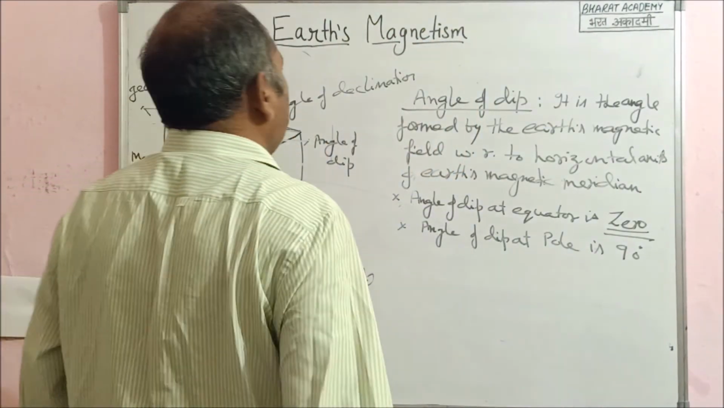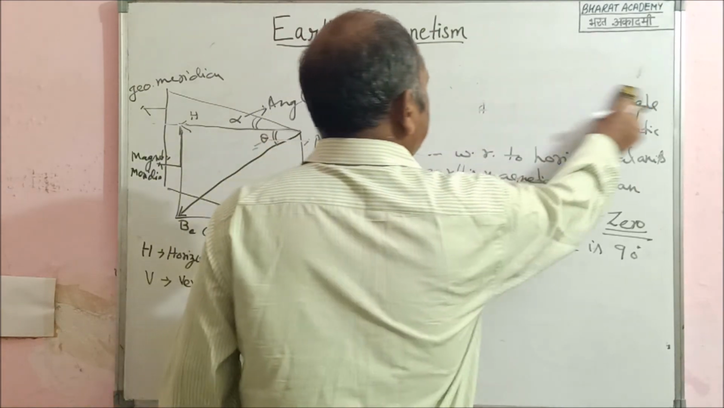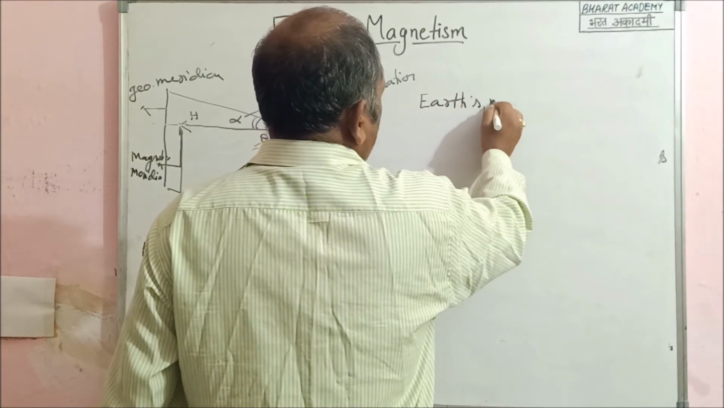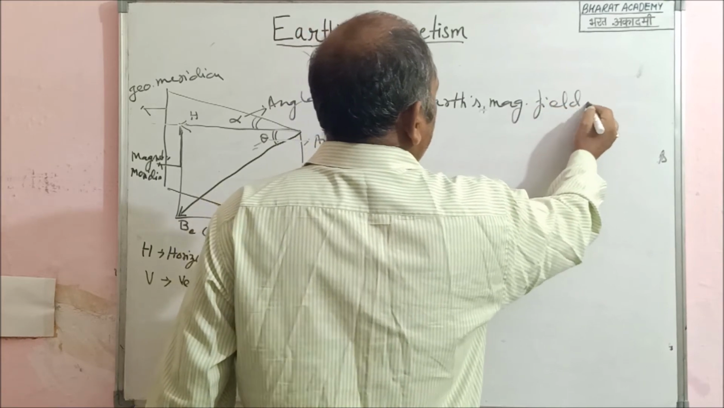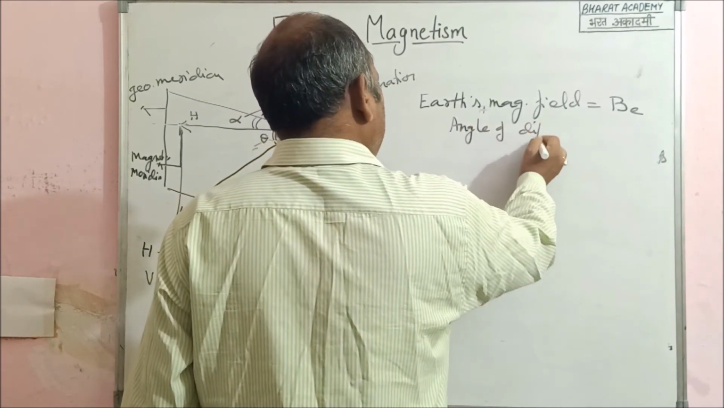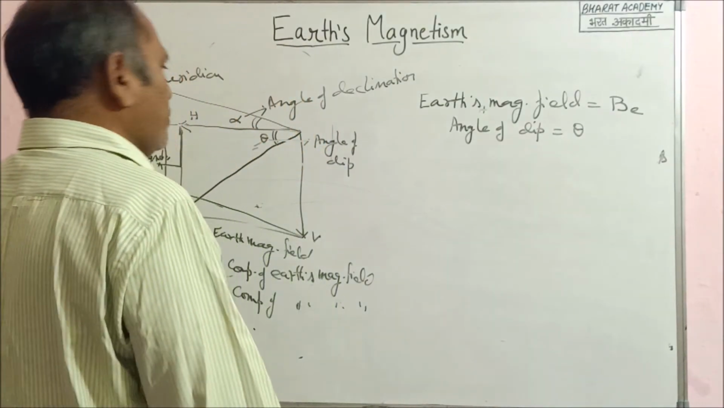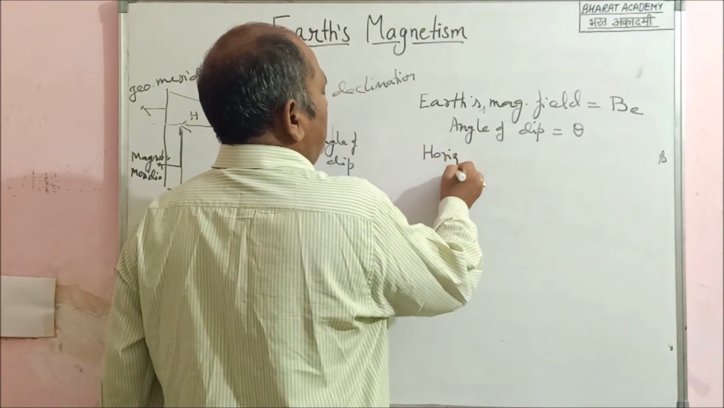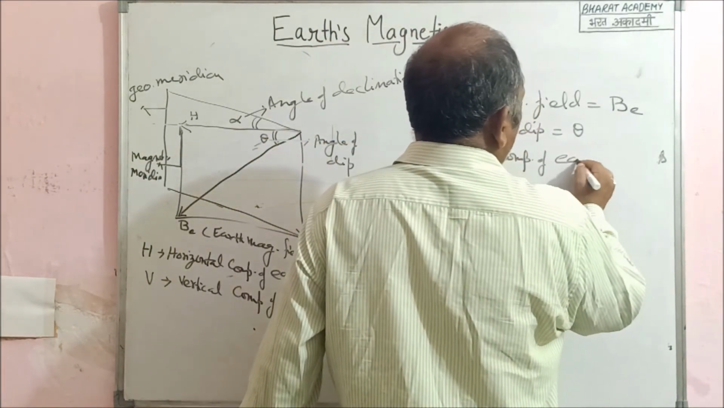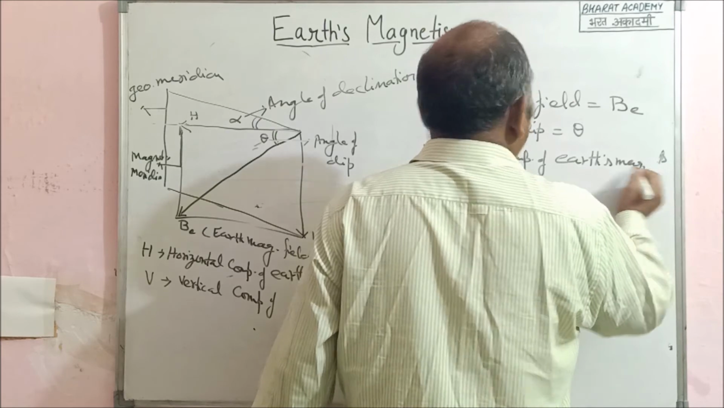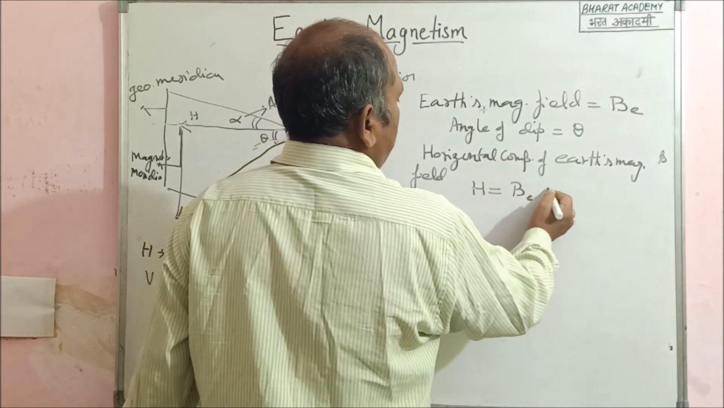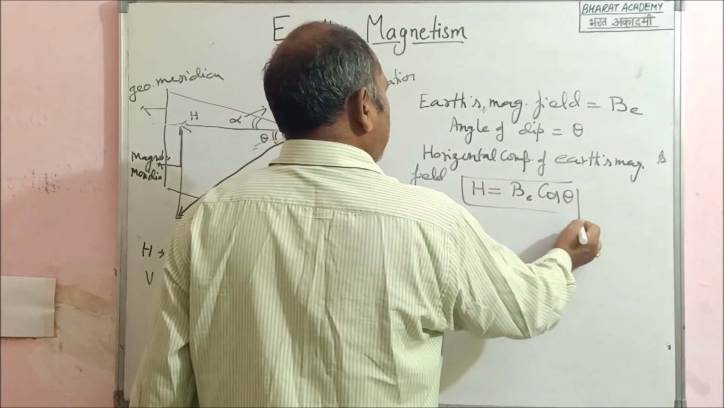Now the components of Earth's magnetic field. Earth's magnetic field is represented by BE. Angle of dip, let it be theta, right? So what will be the horizontal component? The horizontal component of Earth's magnetic field is represented by H. H will be what? BE cos theta. Remember the original component.